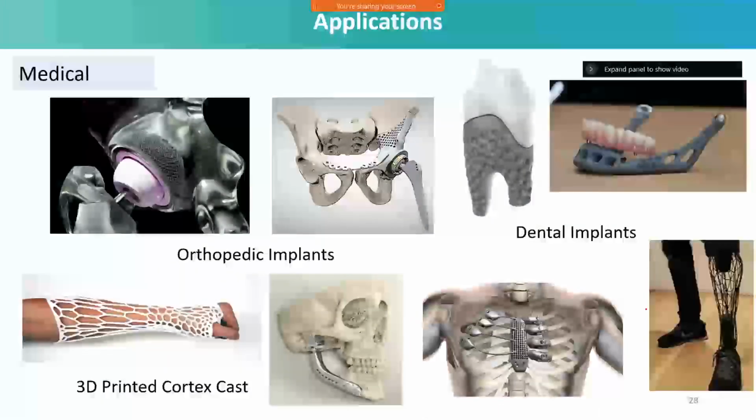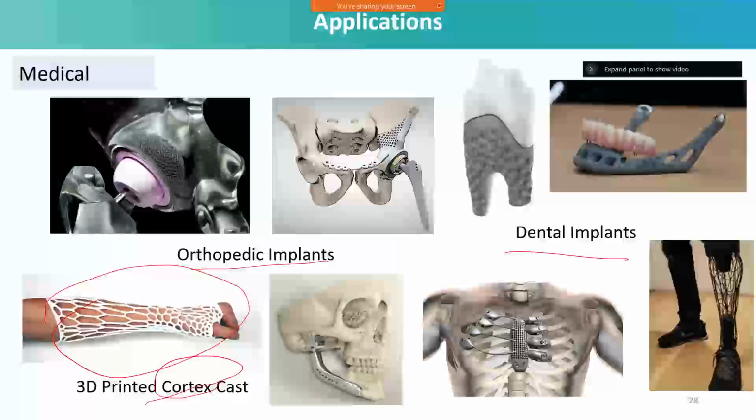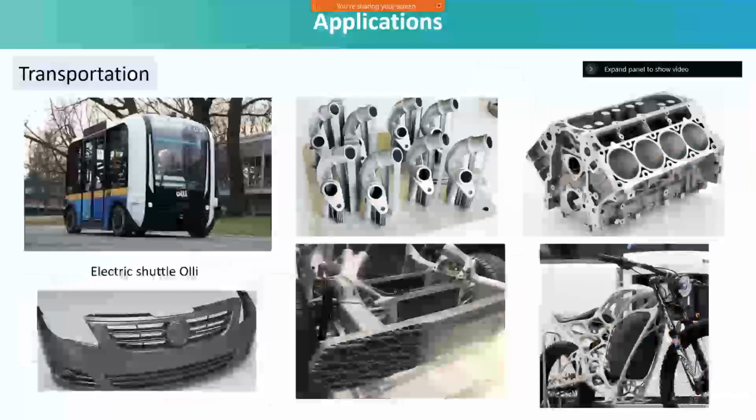When you talk about medical applications, there are a lot of orthopedic implants, dental implants, and 3D printed cortex casts. Earlier you used plaster of Paris, which is not appealing, and you get a lot of itching when you are supposed to wear it for 2 or 3 weeks. But without losing strength, you can create this kind of cortex cast, some kinds of implants and other related devices for medical application.